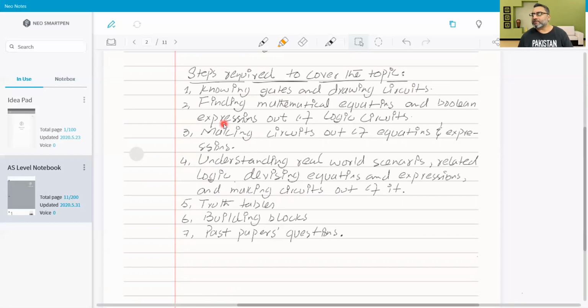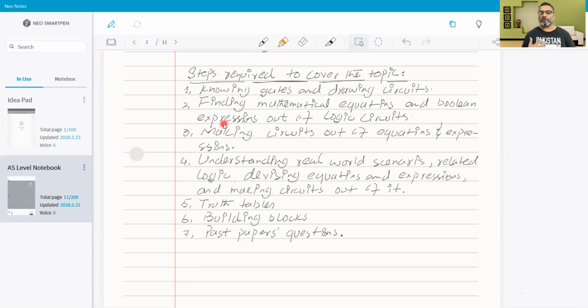Finding mathematical equations and Boolean expressions out of logic circuits. As in the binary number system, we can represent a number in binary as well as in denary and in hexadecimal, similarly a logic circuit can be shown using a graphical circuit, a mathematical equation, and in a logical way, a Boolean expression. So we will be learning all these 3 forms.